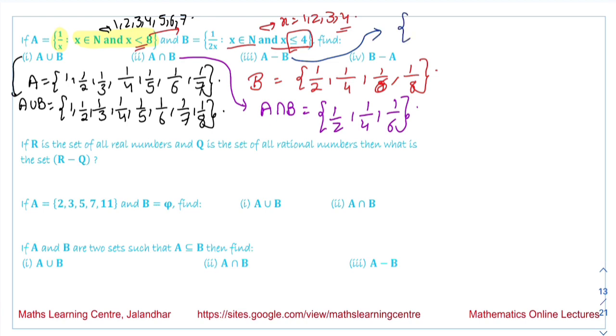It is those elements of A which are not present in B. So 1 by 2 will be removed, 1 by 4 will be removed, 1 by 6 will be removed. So the answer we are left with is 1, 1 by 3, 1 by 5 and 1 by 7.